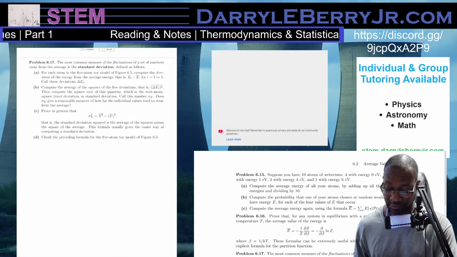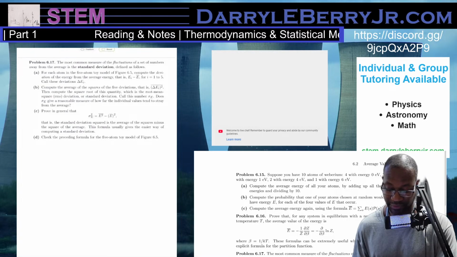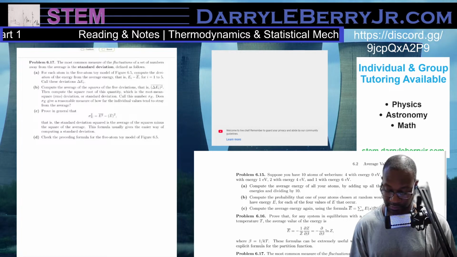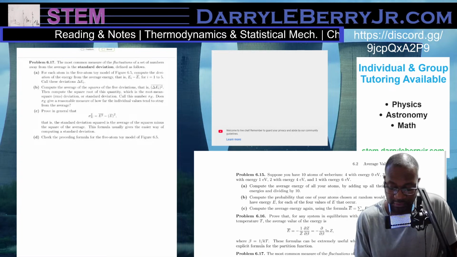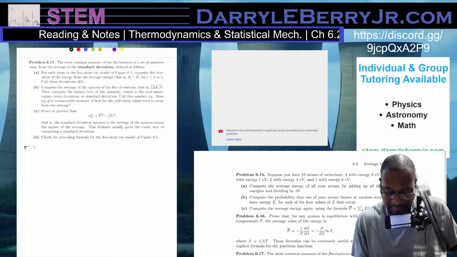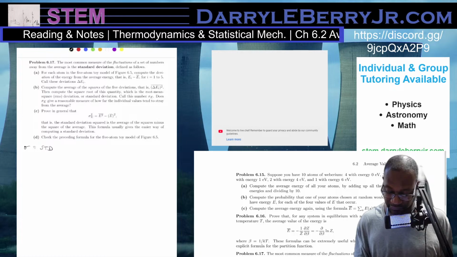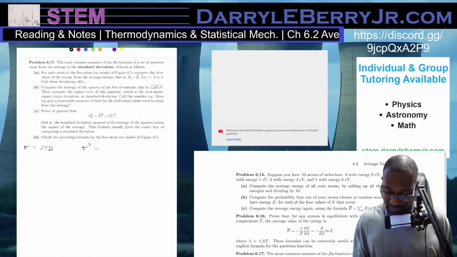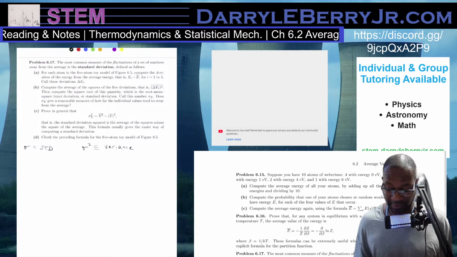So we have the most common measure of the fluctuations of a set of numbers away from the average is the standard deviation, defined as follows. Standard deviation is usually written like this, if I remember right. And if we square it, that's called the variance, if I remember correctly. Let me know if I'm incorrect.